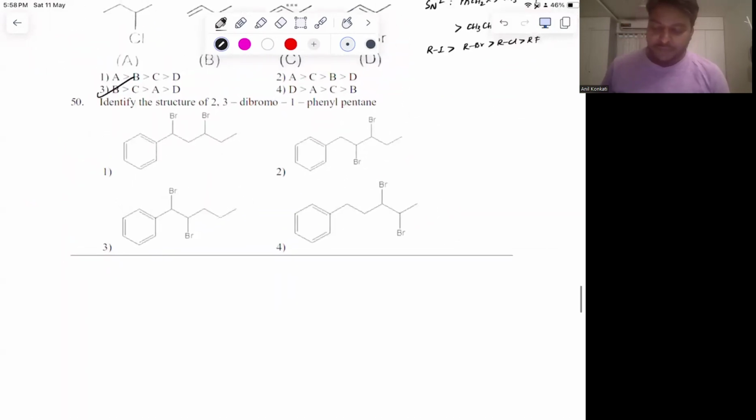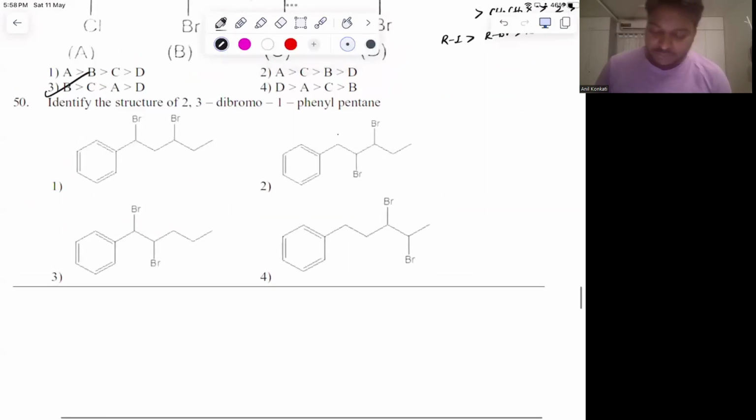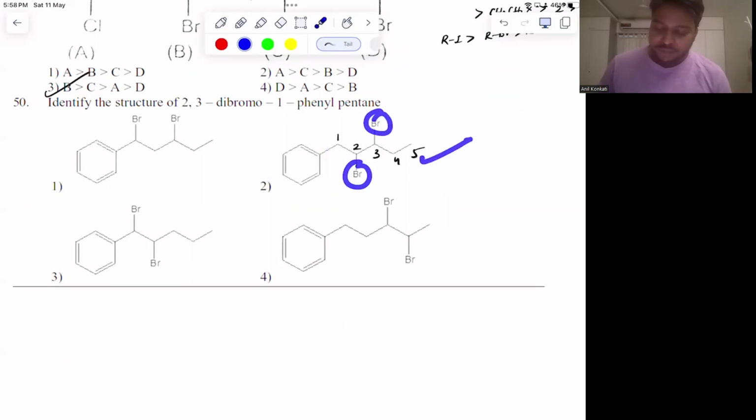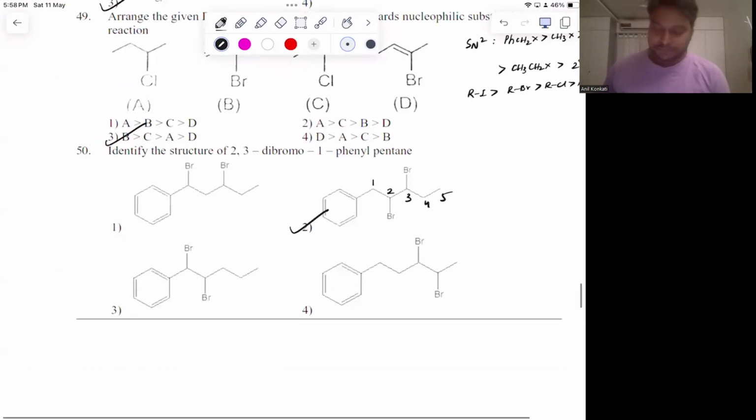Which is the third one? 2,3-dibromo-1-phenyl pentane. First we need to check that it is 1, 2, 3, 4, 5, pentane. On the 1 position, you can see there is phenyl. On the 2 and 3 positions, we have dibromo. So this one is more appropriate. Next.